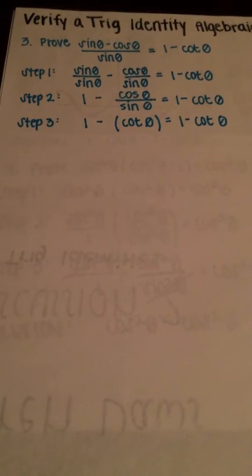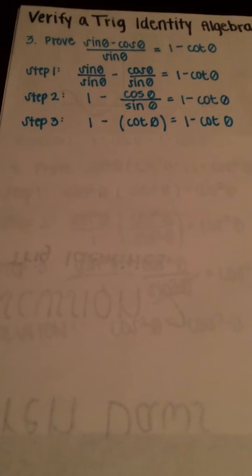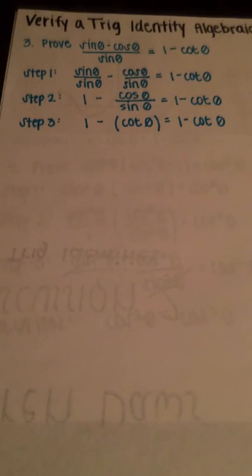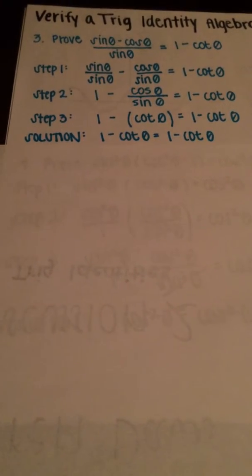Step 2. 1 minus cosine theta divided by sine theta. Sine theta over sine theta simplifies, and it equals 1. And then you're going to leave cosine theta divided by sine theta. Step 3. 1 minus cotangent theta equals 1 minus cotangent theta. Cosine theta divided by sine theta is a cotangent ratio identity, so it is equal. Solution. 1 minus cotangent theta equals 1 minus cotangent theta. This is a trig identity.